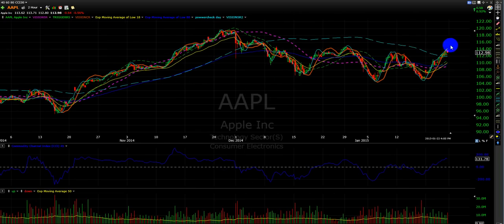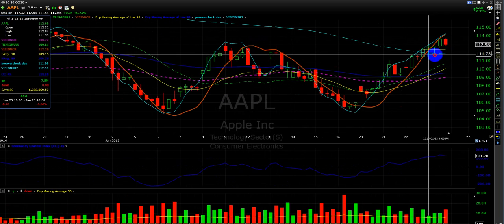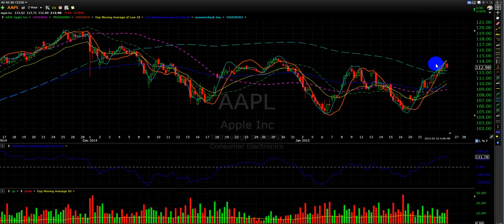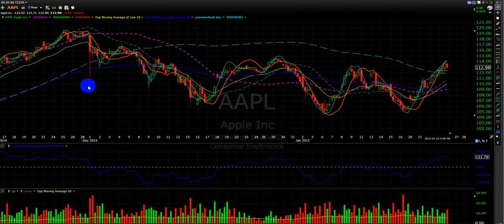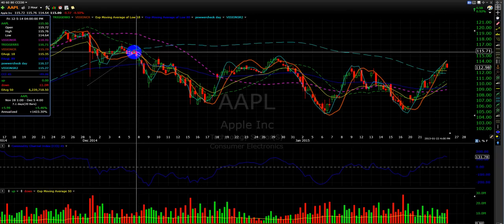Look at this. We're closing. Let's zoom in here. Closing these 2-hour bars above the blue line. It's a fundamental shift that has not occurred in a long time since the flash crash. Here's the flash crash. December 8th, we start falling below, right around here.